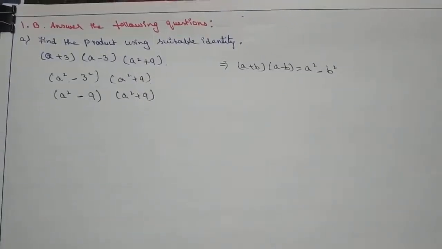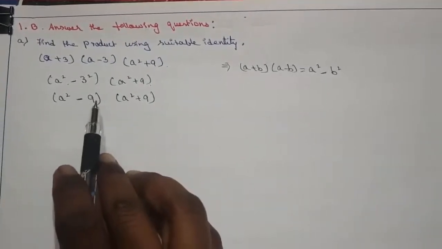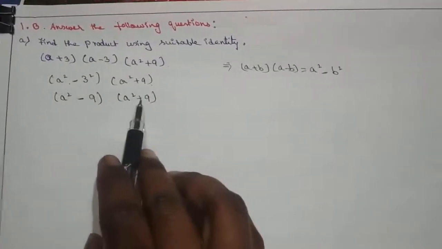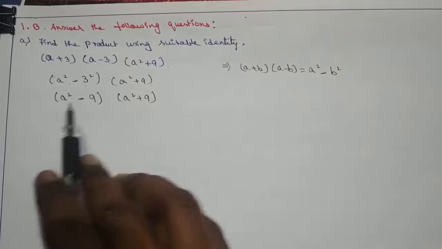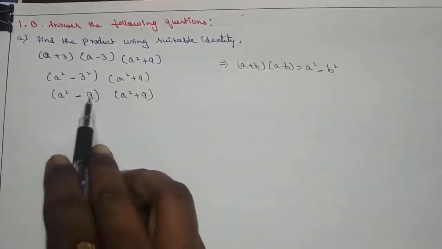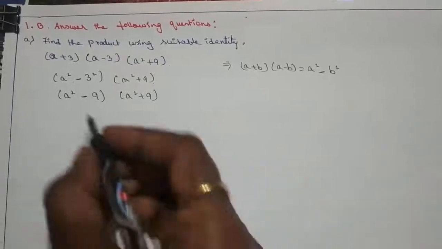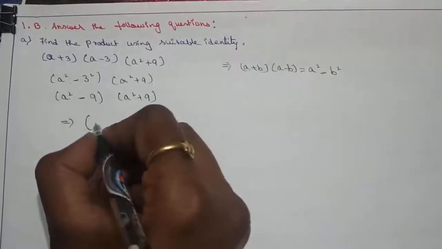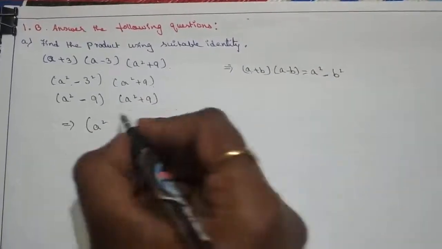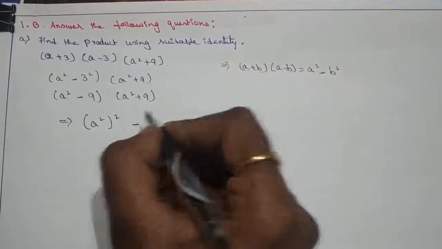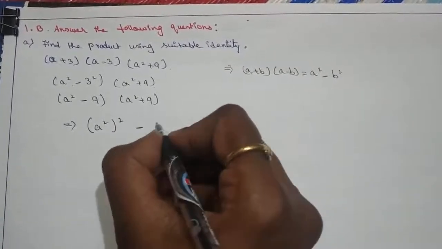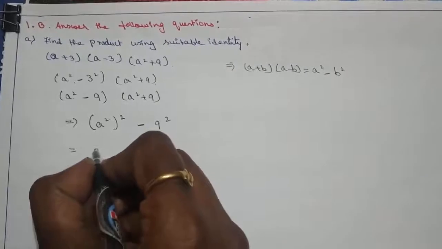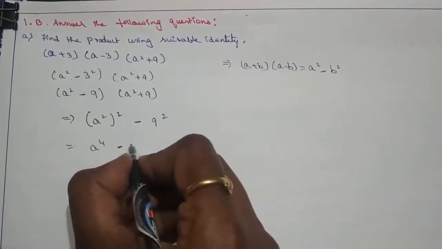But this doesn't complete your solution, children, because he asked to find in the form of an expression. But still here we have factors. Can I reuse the same identity again? Is it nothing but (a plus b) into (a minus b), nothing but a square minus b square? In place of a, we have a square, and in the identity we have a square, so (a square) whole square minus b square. In place of b we have 9 and it's a square. Then (a square) whole square is nothing but a power 4, minus 9 square is nothing but 81.